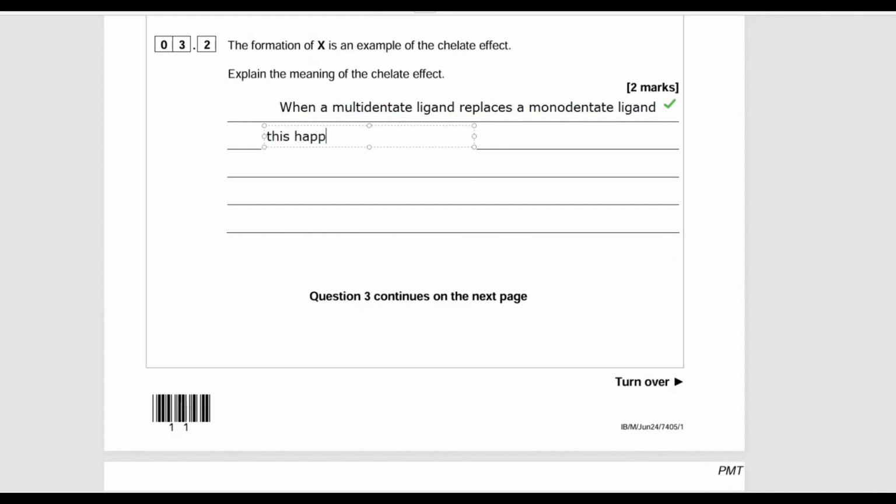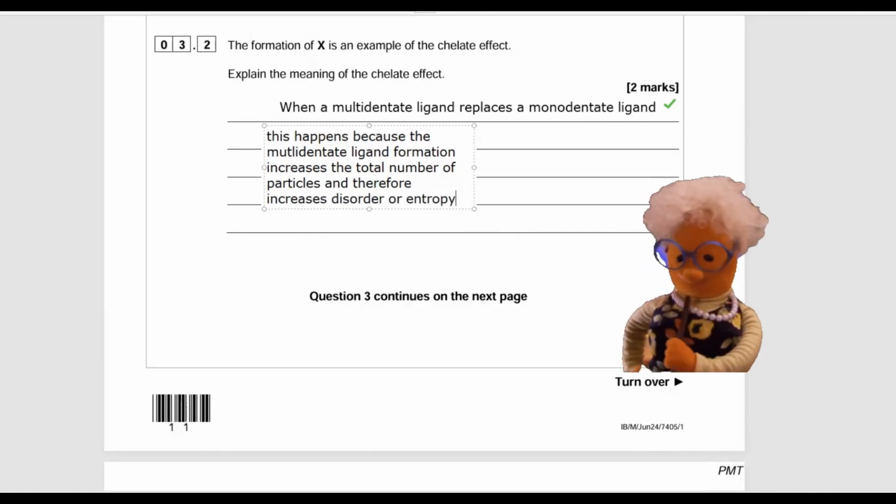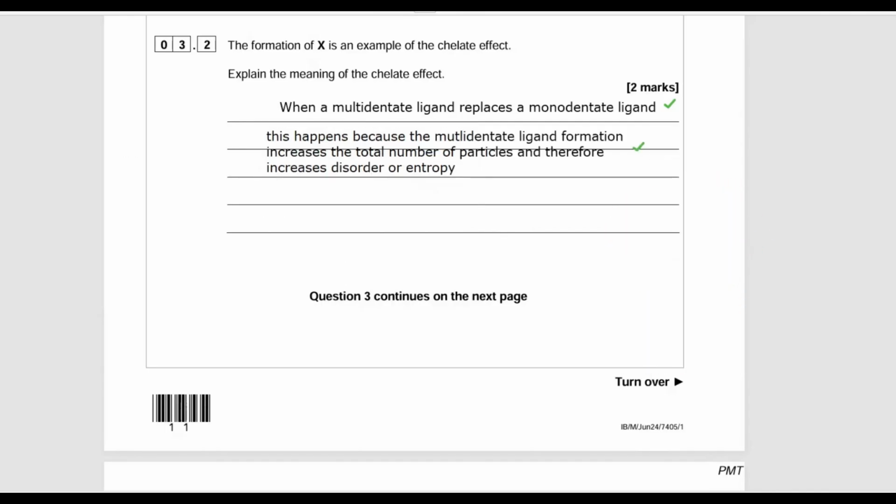So when a multidentate ligand replaces a monodentate ligand like water, what happens is it reduces the number of overall particles in the solution. And sorry, it increases the number of overall particles in the solution. Got myself all in a mix. And therefore, it increases disorder and increases entropy. So we can write out the reaction to show this.